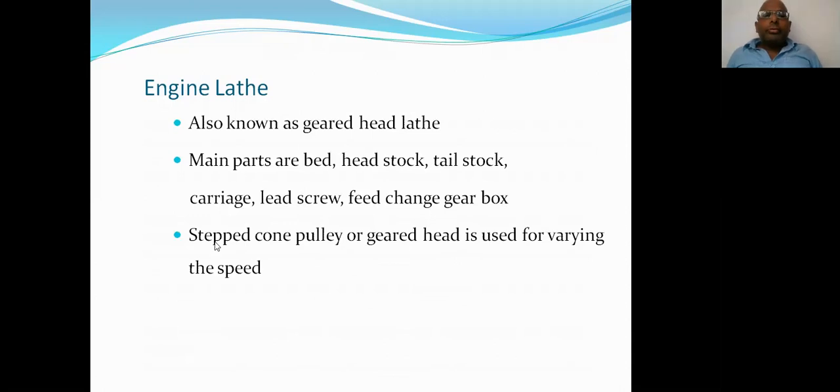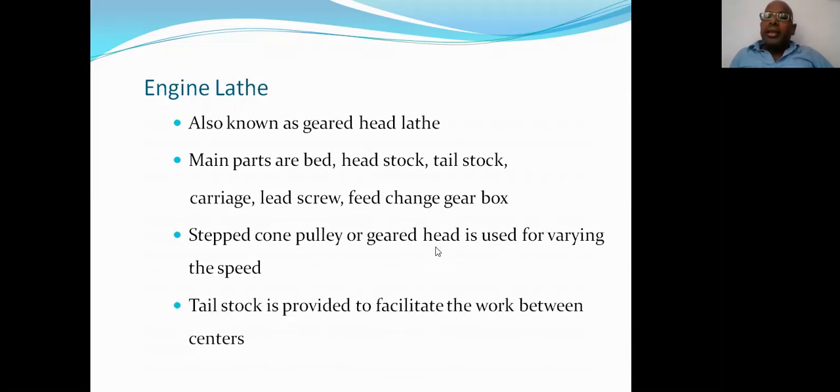So here this particular stepped cone pulley or gear head is used for varying the speed. Generally, the application of the stepped cone pulley is limited to very few cases only. In general, the majority of engine lathes use a gear head only for obtaining varying speeds. The tailstock is provided to facilitate work between the centers. For small length components, the tailstock's purpose is very limited.